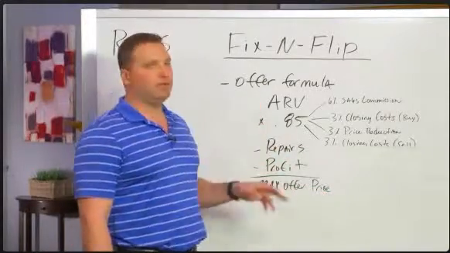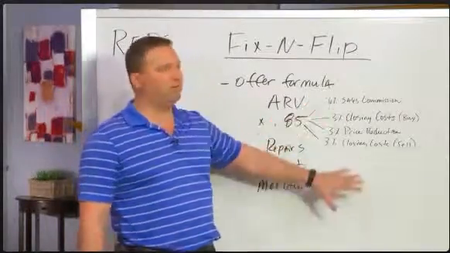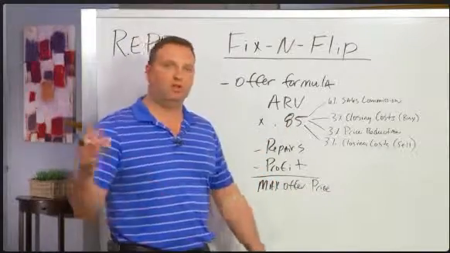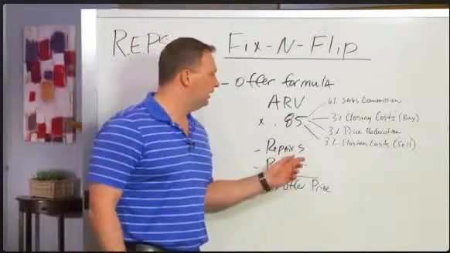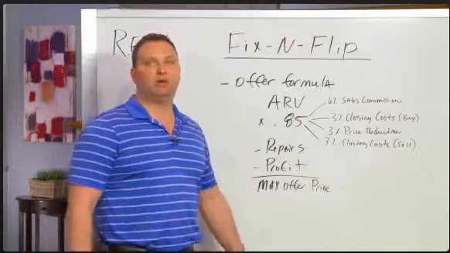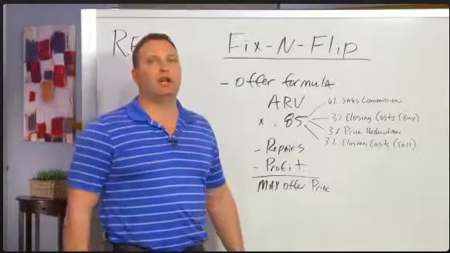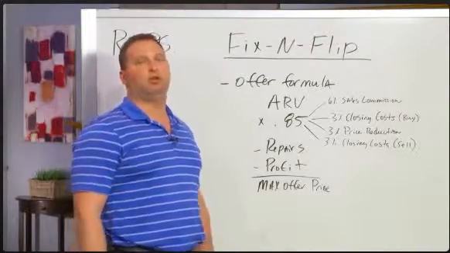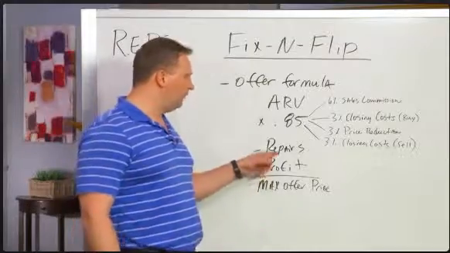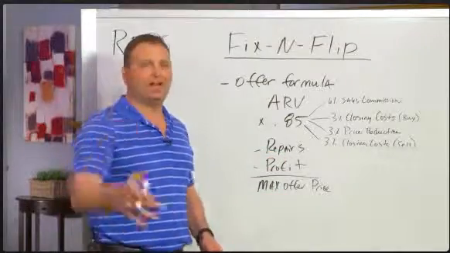So we take the ARV times 0.85. So you don't have to figure that every time. You just take it times 0.85 and you figure it in. And then you have to subtract out your repairs. Now we're going to get into contractors and get a little deeper into repairs in a minute. But for now, we've got that real bid.